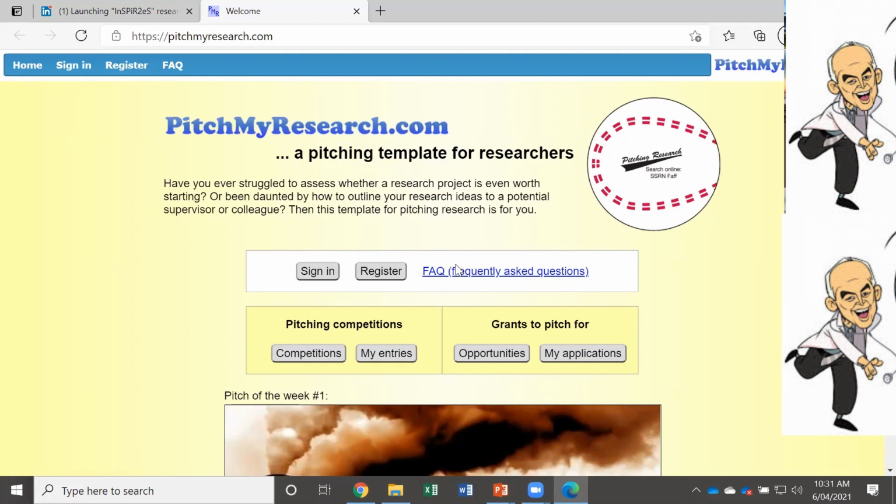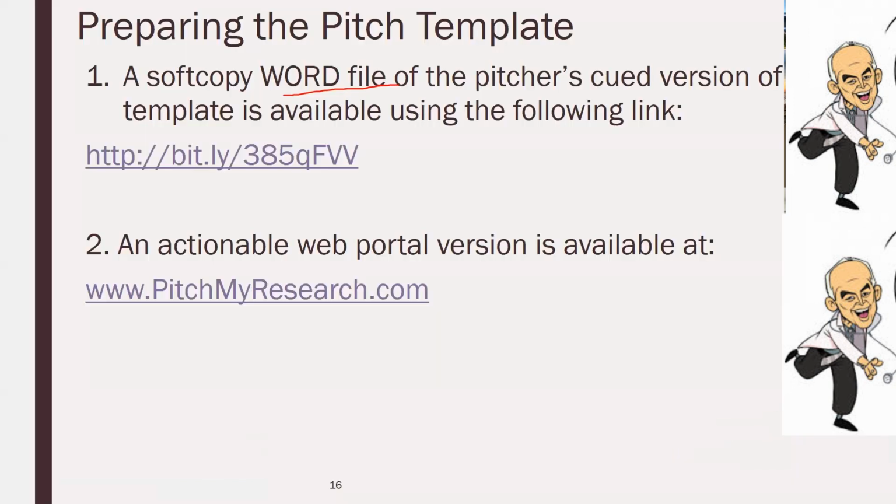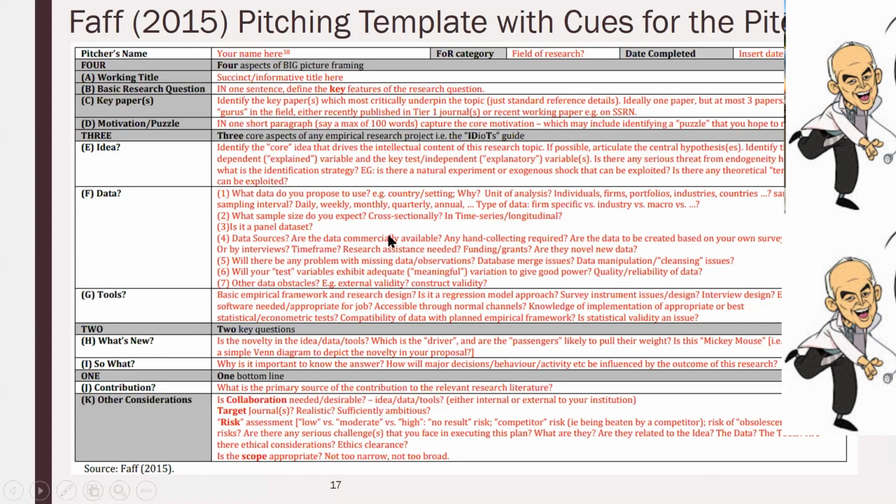Have you registered for this? Anyone? No? So I'm sharing the link in the chat box. I hope it may take a couple of minutes to register. Just click on that and then you can do the registration. I have my account, and for most of the projects that I start, I prepare a pitch, and all of my projects are listed there. So these are the two ways to prepare your pitch.